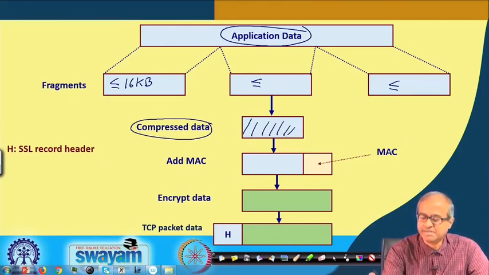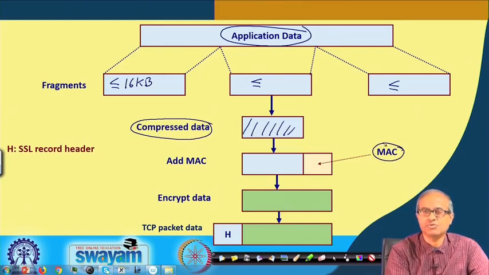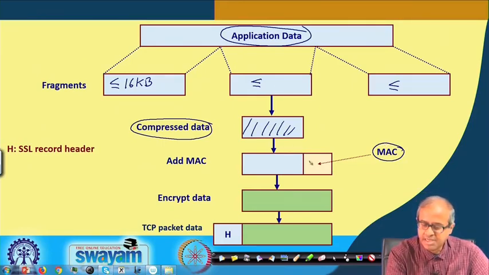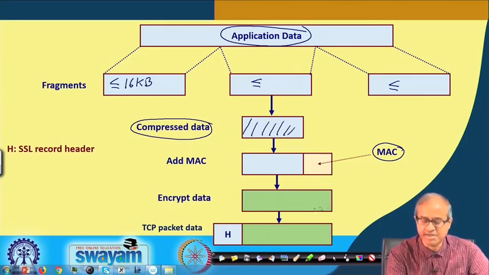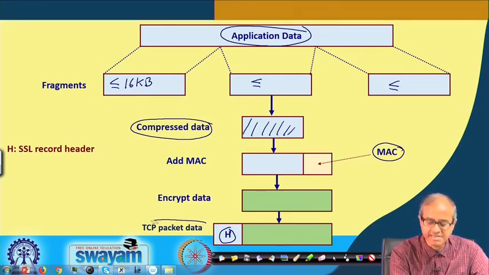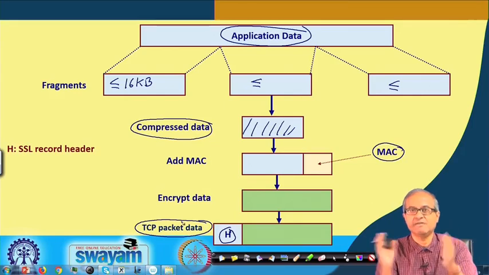Then you generate some kind of hash, a message authentication code. This can be keyed, this can be unkeyed, you can agree on exactly what method to follow. So, with this compressed data, you add the MAC. Then you encrypt the whole thing. You can decide which encryption method to use, DES, AES or anything else. This green box you see is your encrypted data. Then an SSL header is added to this encrypted data, and this is the data for TCP.